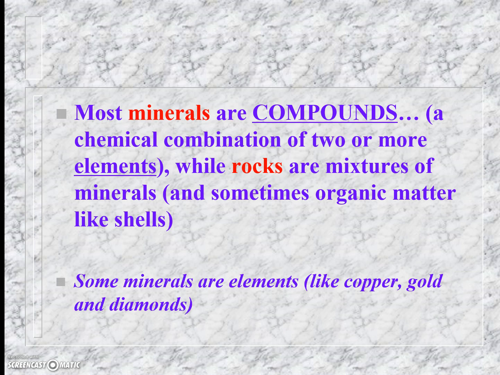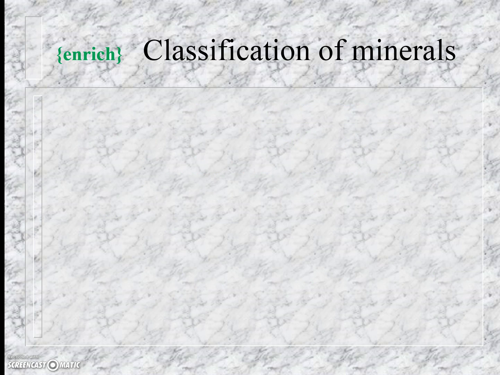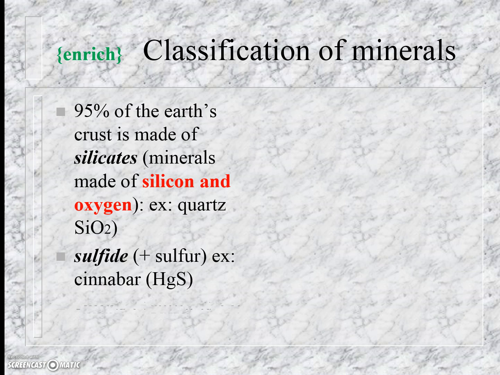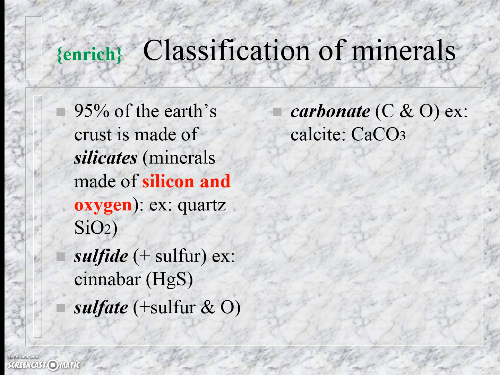Some minerals are elements, like I said before, like copper, gold, and diamond, so you'll find those on the periodic table. Classification of minerals: we have a couple of different groups of minerals. 95% of Earth's crust is made of silicates, okay? These are minerals made of silicon and oxygen, and your biggest example is going to be quartz.